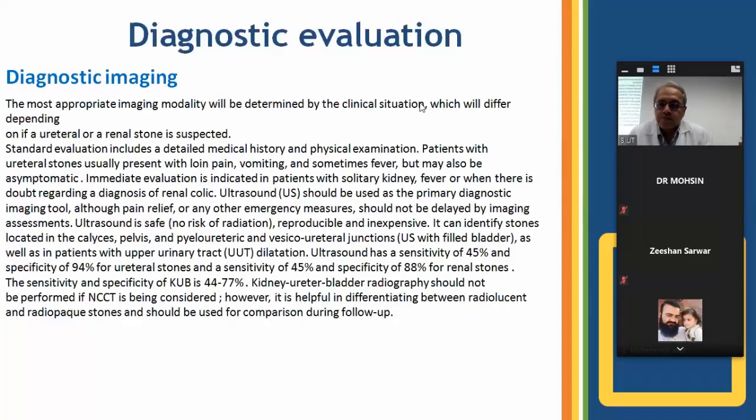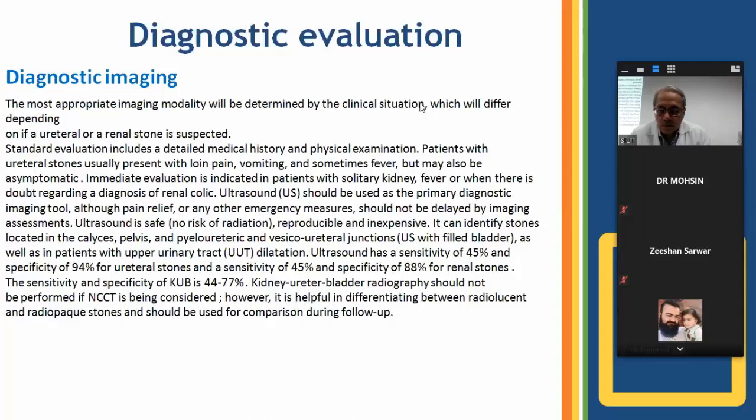Diagnostic evaluation. Diagnostic imaging. The most appropriate imaging modality will be determined by the clinical situation, which will differ depending on if a ureter or a renal stone is suspected. Standard evaluation includes a detailed medical history and physical examination. Patients with ureter stone usually present with loin pain, vomiting, and sometimes fever, but may also be asymptomatic. Immediate evaluation is indicated in patients with solitary kidney, fever, or when there is doubt regarding a diagnosis of renal colic.